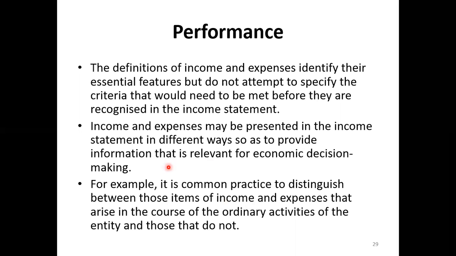So some profit may be generated in the normal course of business. It means buying inventories and selling inventories, and they make profit. This is the normal course of business. Sometimes they may sell their assets. Assets mean long-term assets. They may dispose of their plant and machineries. At that time also, companies may make profit, but that is not a normal course of business.